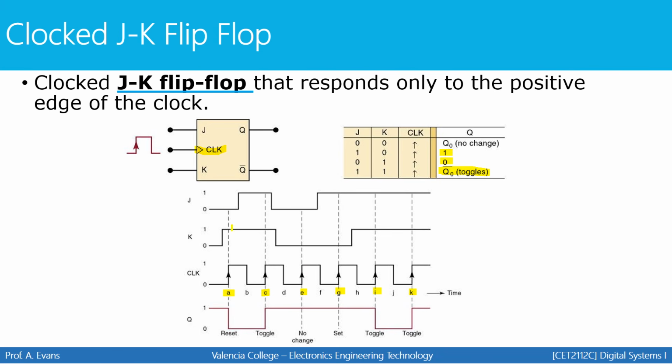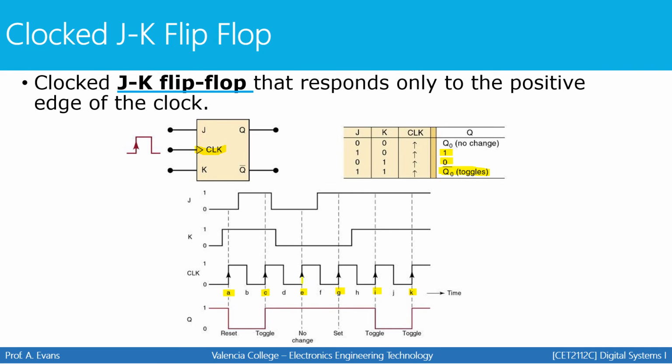That's our initial condition. Q is 1. So at point A, we can see that J is 0 and K is 1. Go to your truth table and that'll tell you that the output has to go low. That's the reset state. And that's what we see happening right here. The next point that we are concerned about is the next positive transition on the clock, which is right here. At that point in time, you'll look and see that J and K are both 1. That's a toggle. So since the output was low just before this point, it'll now go high at this point.